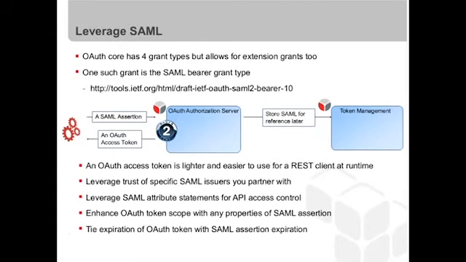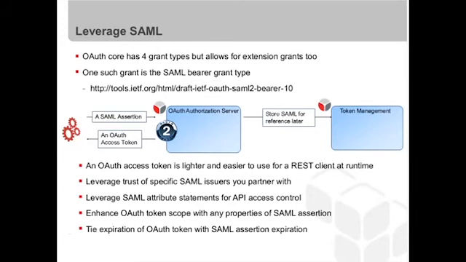So how do you leverage SAML with your API access control? Now remember that OAuth has 4 different core grant types, but also allows for extension grant types. And one such grant type is the SAML bearer one. So the idea is that you've got an attachment specification that describes how an OAuth client, the API client, would exchange a SAML assertion with an OAuth authorization server in exchange for an OAuth access token.